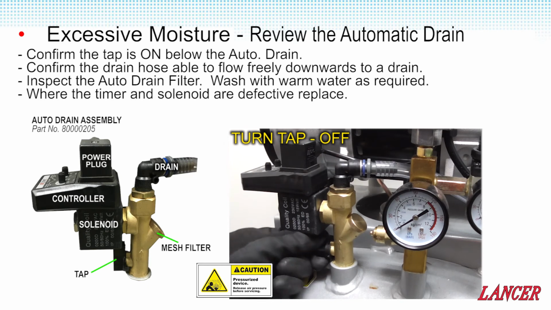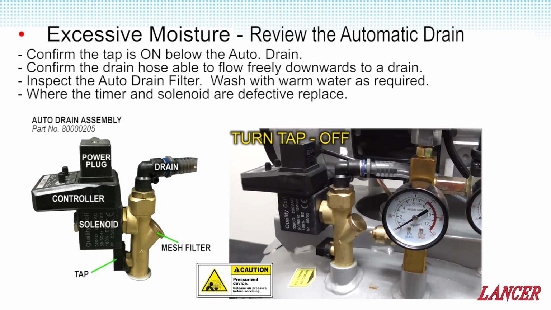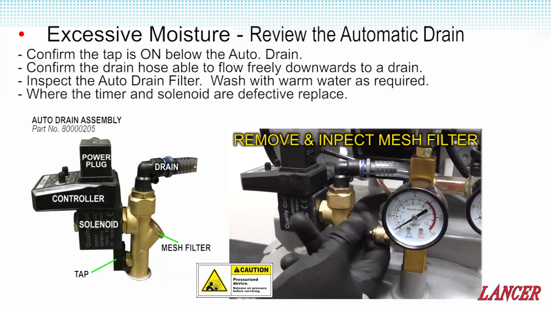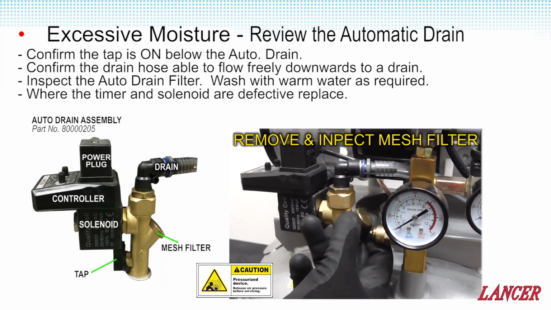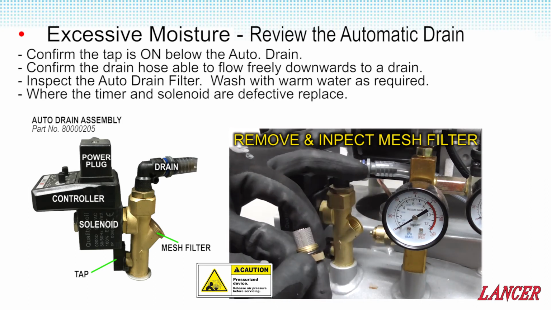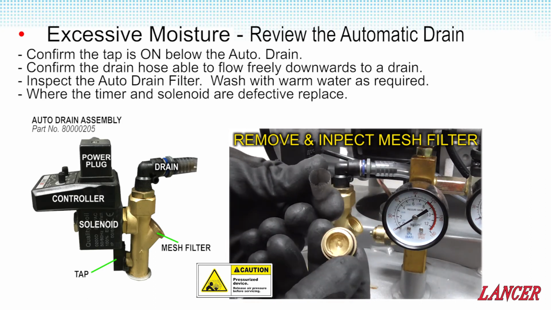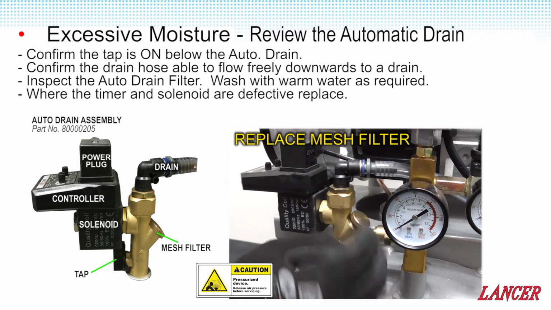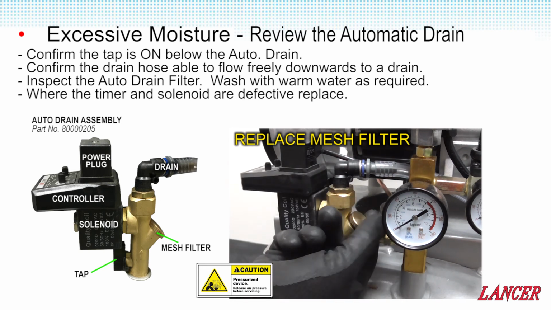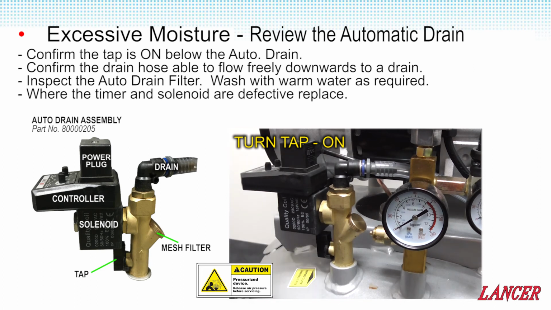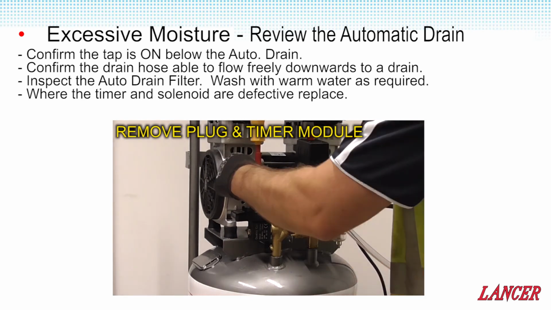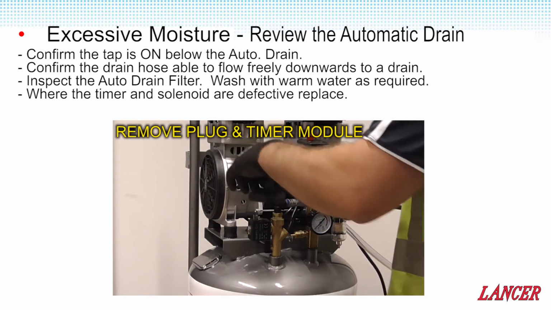Before replacing any parts of the drain, first confirm that the auto drain tap is on and that the drain hose can flow freely downwards, and inspect the auto drain mesh filter before replacing anything else. The following footage is of how to replace the auto drain, controller and solenoid.